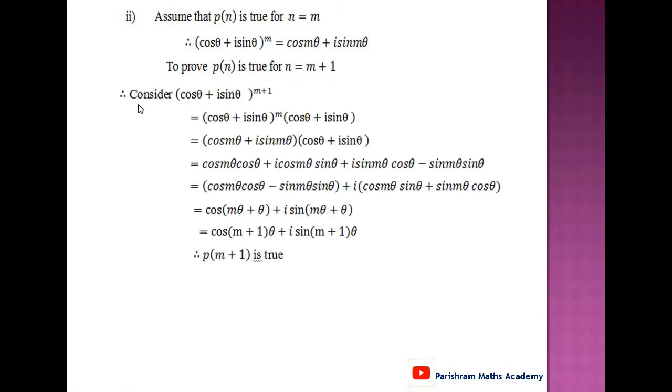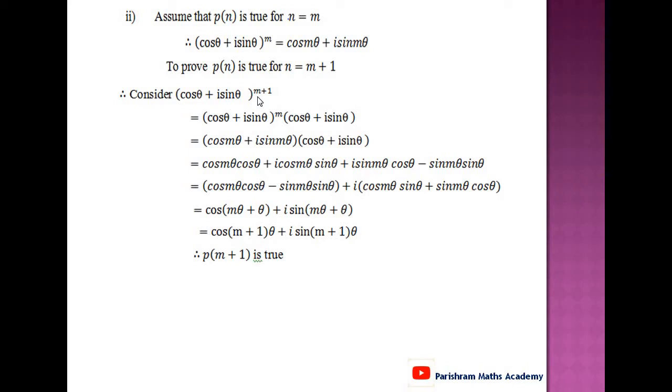Okay, next, suppose, assume that P(n) is true for n equal to m, and therefore (cos theta plus i sin theta)^m is the same as cos of m theta plus i sin of m theta. Now we have to prove that P(n) is true for n equal to m plus 1, therefore we can consider (cos theta plus i sin theta)^(m+1).